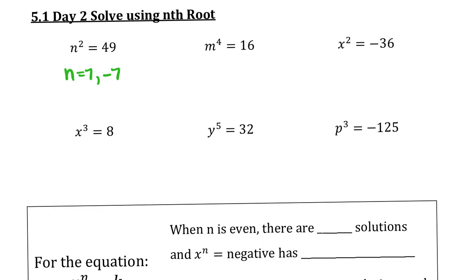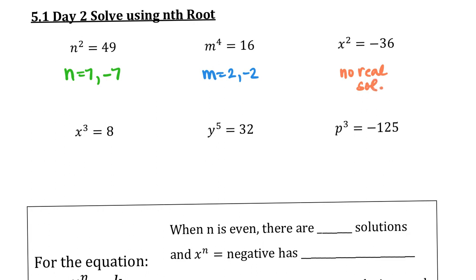What about m to the 4th equals 16? Exactly, 2 and -2. Because if I do -2 times -2, I get a positive, times -2 is negative, and times negative is positive again. What about x squared equals -36? Is it -4 if I do -4 times -4? No, it's imaginary, so there's no real solution.